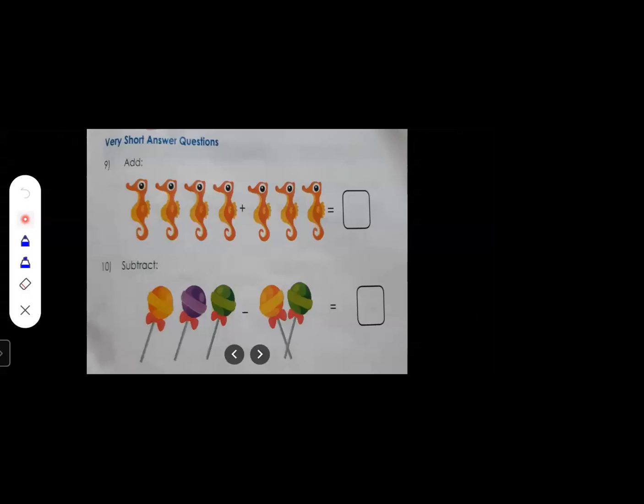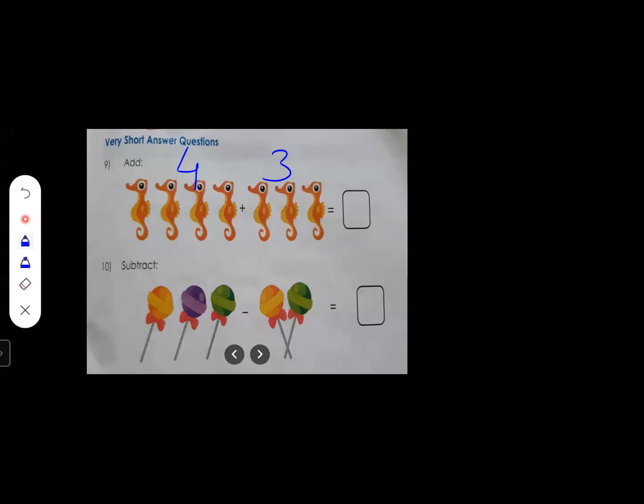Now let's move to our next sum. What is given? We have to add. So let's count it down. How many is it? 1, 2, 3, 4. So here there is 4. And over here, 1, 2, 3. How many is it? 3, right? So here we are going to write 3.